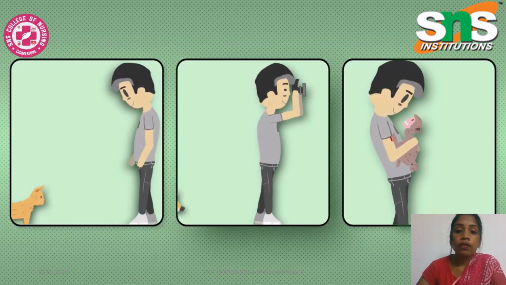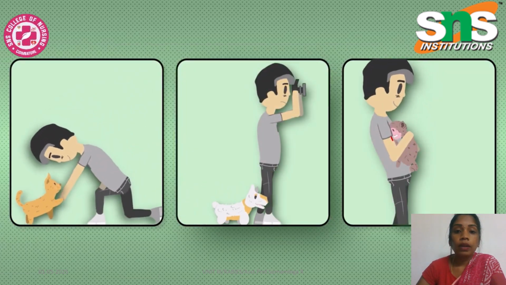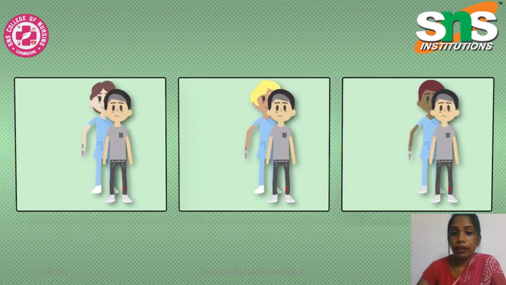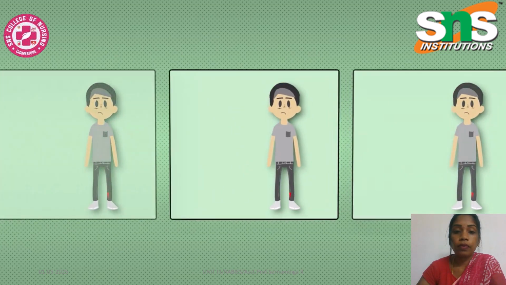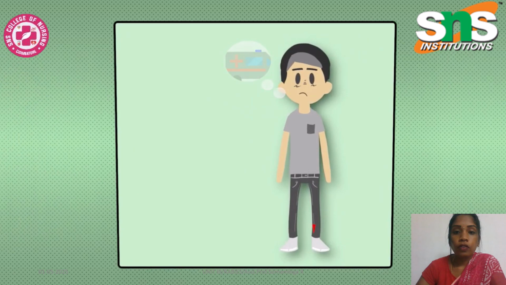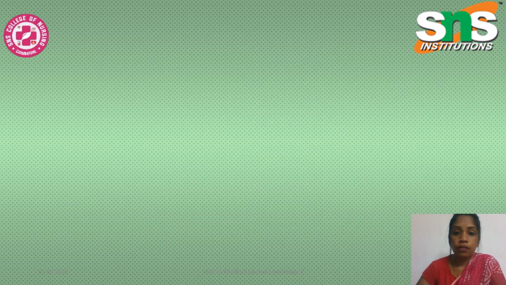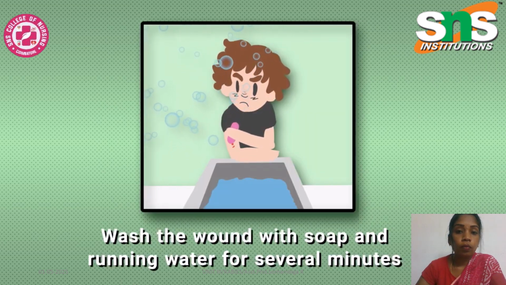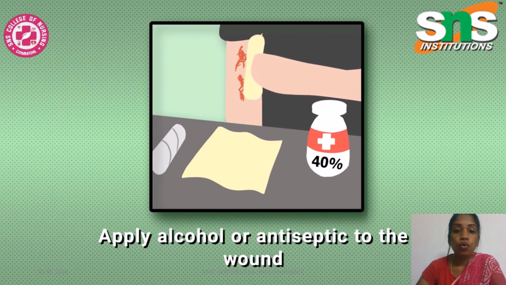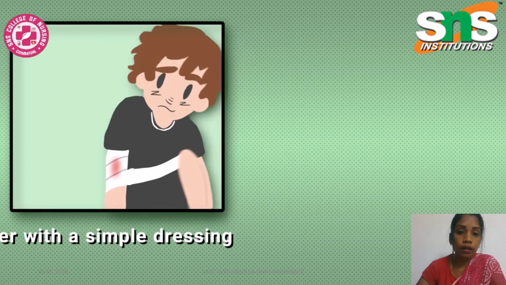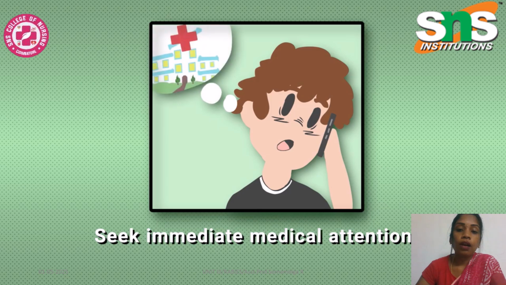What is the fifth T? Take-home message. Rabies is a viral disease and it is fatal. It can be transmitted by a bite, a scratch, even a lick. There is no transmission once symptoms are present. However, post-exposure treatment should be accessed urgently. Pre-exposure vaccination is highly effective at preventing rabies and should be considered. Anyone exposed should remember to wash the wound with soap and running water for several minutes, apply alcohol or antiseptic, cover the wound with a simple dressing, and seek immediate medical care.